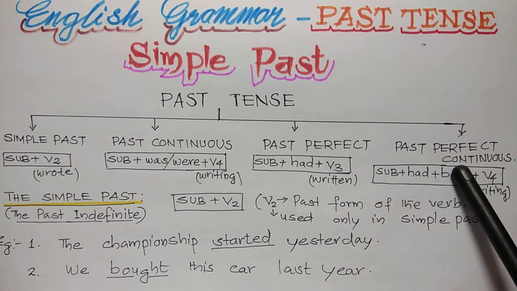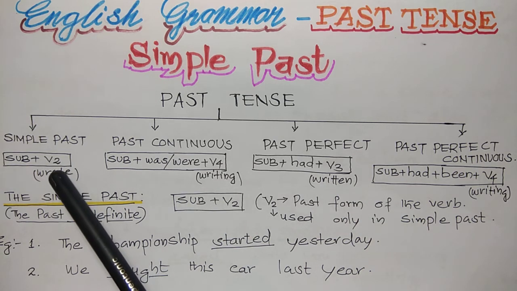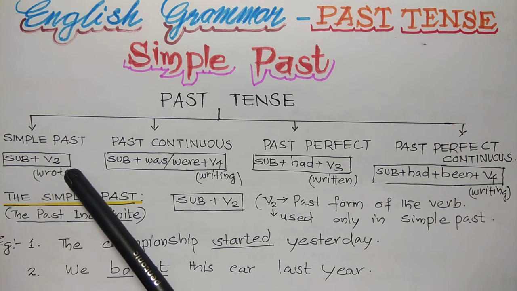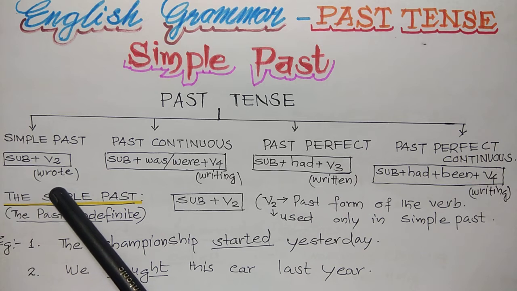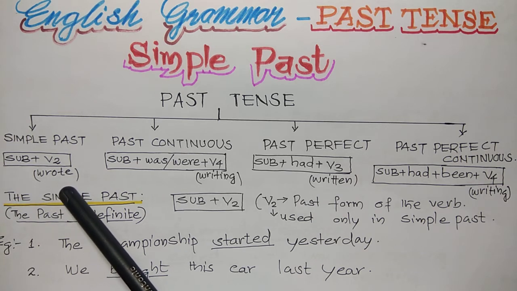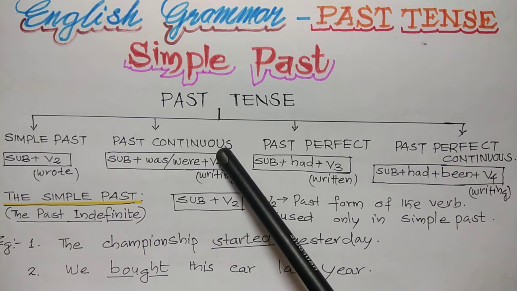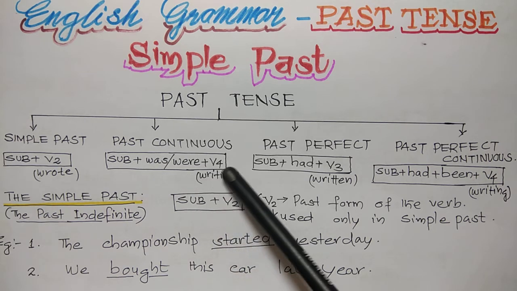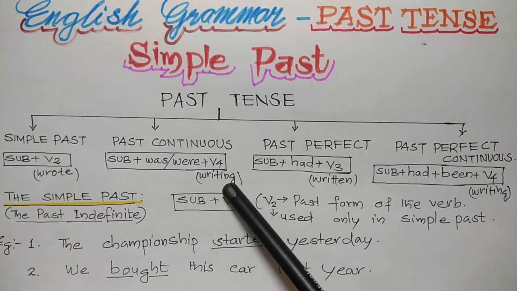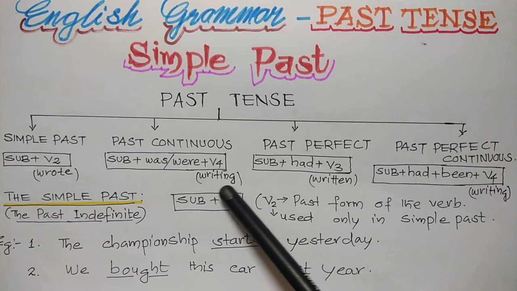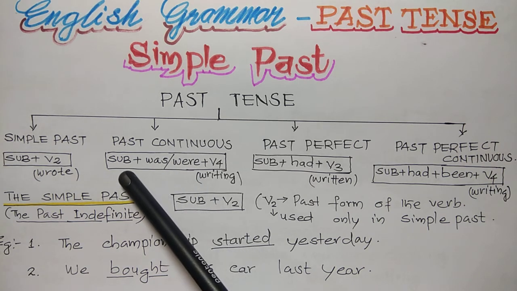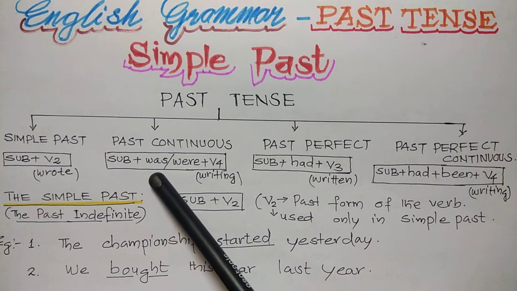past perfect continuous. The structure of simple past is subject plus V2. V2 is the past form of the verb. See, wrote is the past form of the verb write. Past continuous. Its structure is subject plus was or were plus V4, that is the ing form of the verb. The ing form of write is writing. Here was or were will depend on the subject.